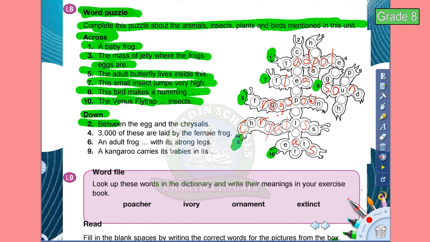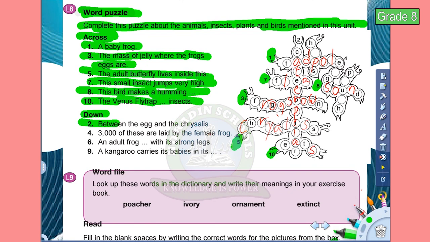Let's count the letters written: 1, 2, 3, 4, 5, 6, 7. Let's also count the letters that are missing. 1, 2, 3, 4. T, E, R, B, E, L. Caterpillar. Okay. Next one.